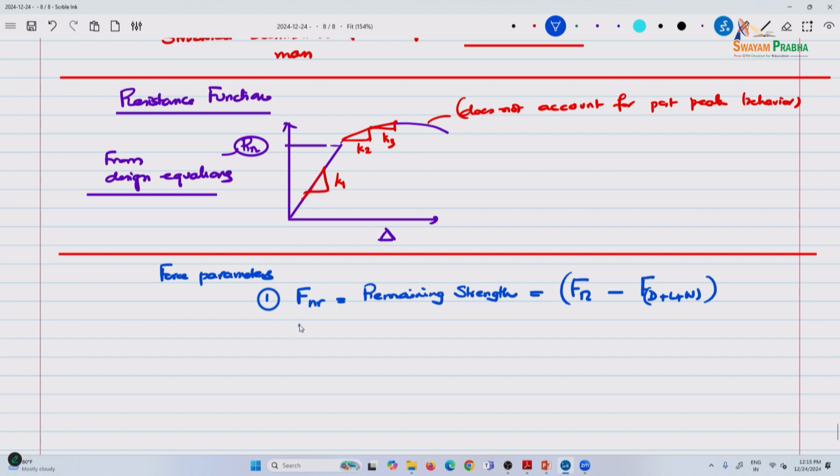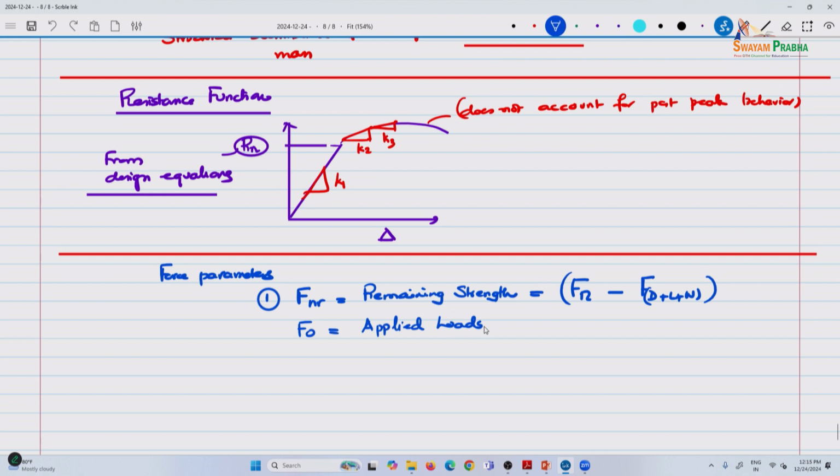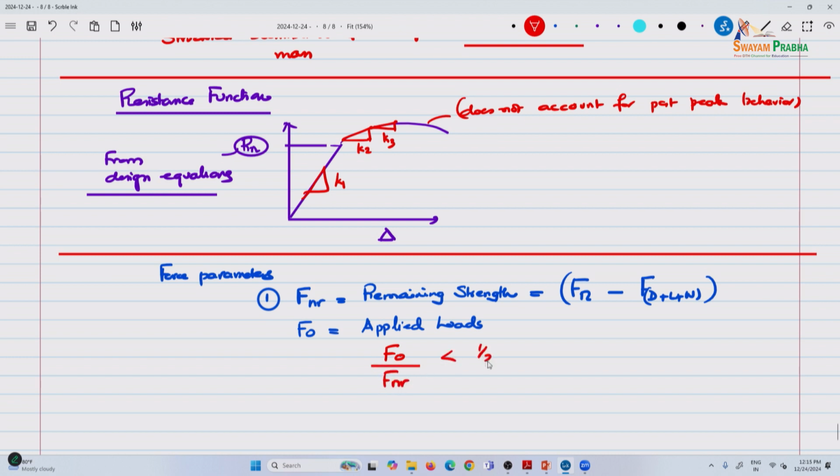And somebody was asking me about the applied loads itself. You can take your pressure and multiply in whatever way. We convert most of it into some kind of a force. Even if you don't calculate moment resistance, as you will see, you will convert it to some kind of a force, and then that force is the equivalent applied load. Again, this is a guideline. Often if your F naught by FNR is less than half, typically you will have an elastic response.